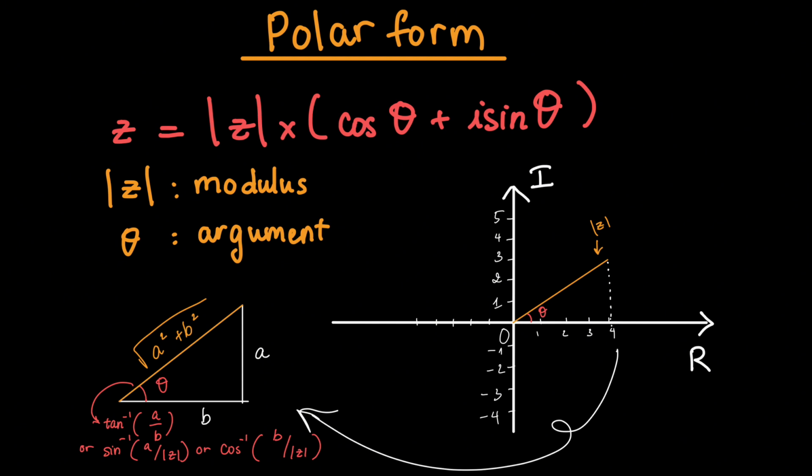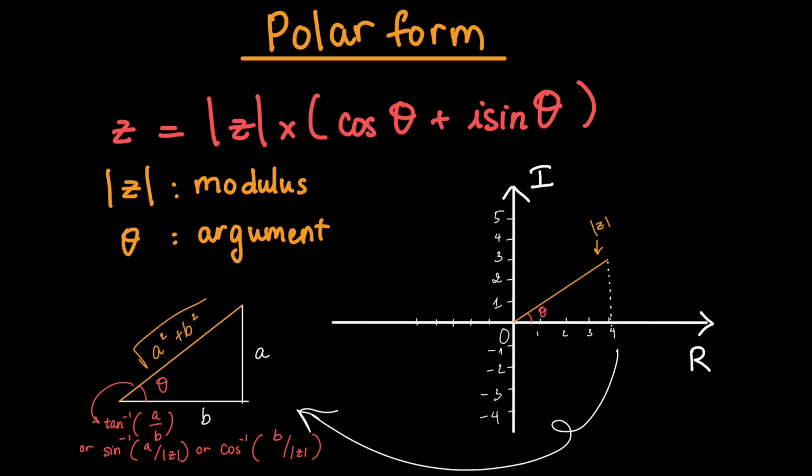Let's draw an Argand diagram to visualize this. We're going to use our previous example of 4 plus 3i. Here, the orange line is the modulus, so basically the distance from the origin to the complex number itself. You can imagine this as a triangle. Zooming in, we can see that the modulus is the hypotenuse of the triangle, and thus we can use the Pythagorean theorem to calculate the modulus, and in this case it will be equal to the square root of 4 squared plus 3 squared.